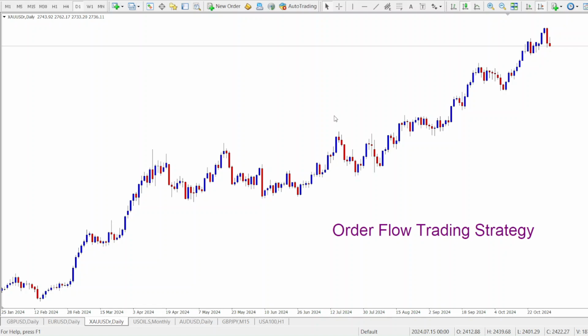Now, let's discuss some common pitfalls to avoid when using the order flow trading strategy. Bear in mind that there is no strategy that is foolproof. Every strategy carries its own risk. No strategy guarantees profit, and the order flow trading strategy is not an exception.